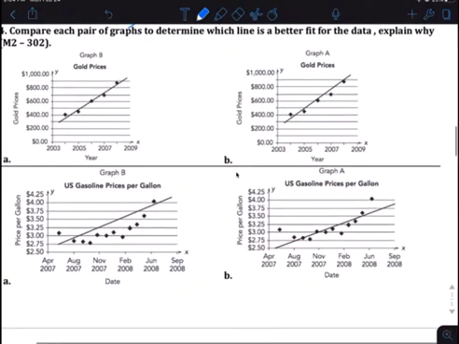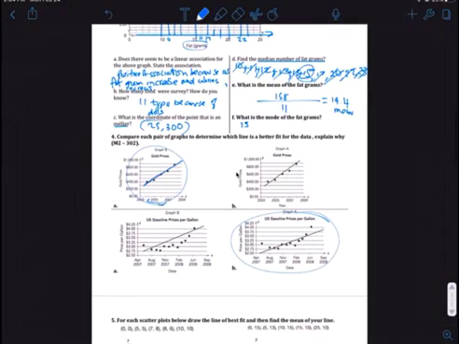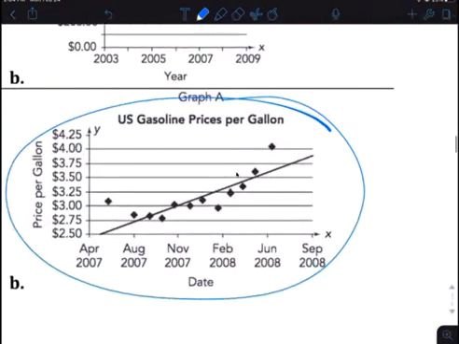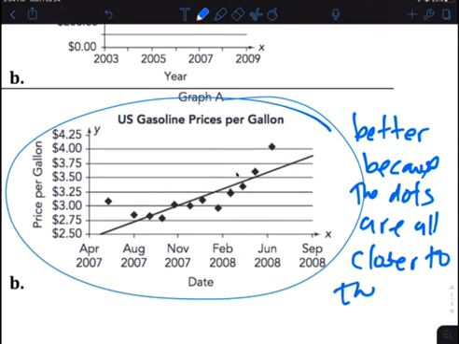Okay, we did this in class for most classes. This one's a better graph because the line is closer to all the dots. You need to write: this one is a better graph because the dots are all closer to the line, to this line right here.